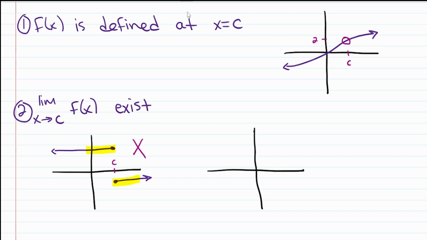In our other graph, let's say we have something like this. So a little upside down parabola. And let's say our point c is right here, right at the origin. Okay, so right there, we're approaching the same value from the left side and from the right side. So our limit exists at this point. So we would be good.